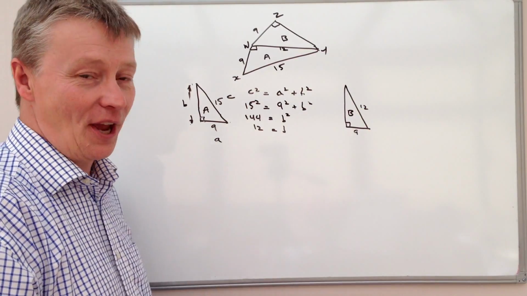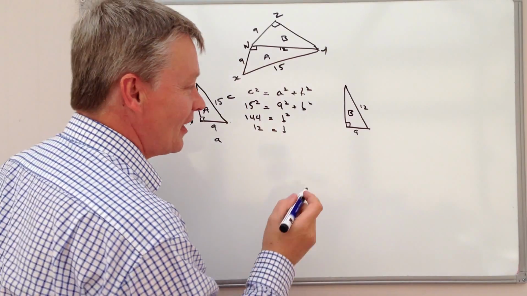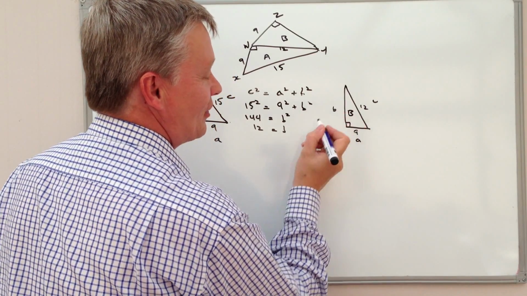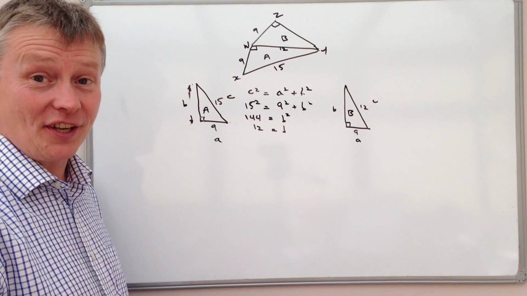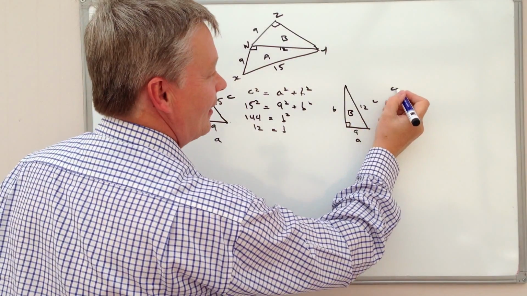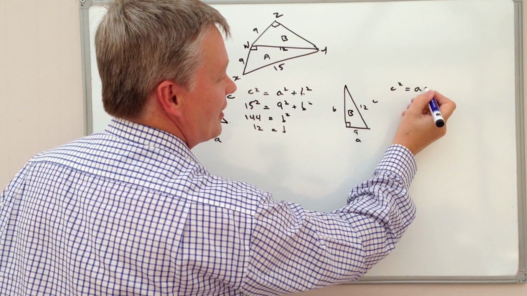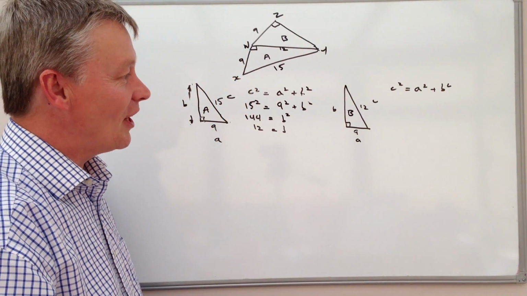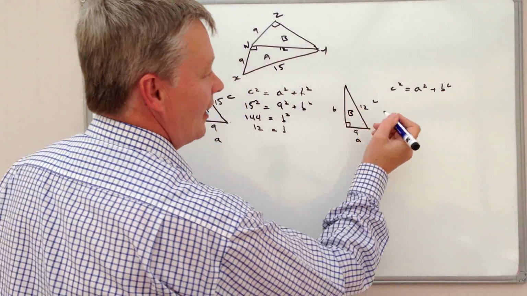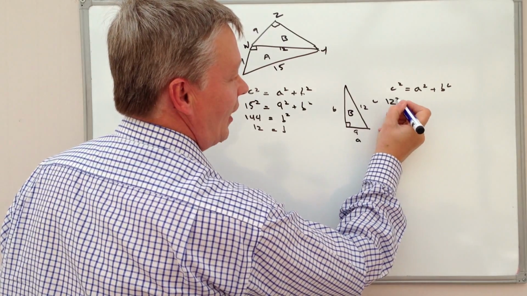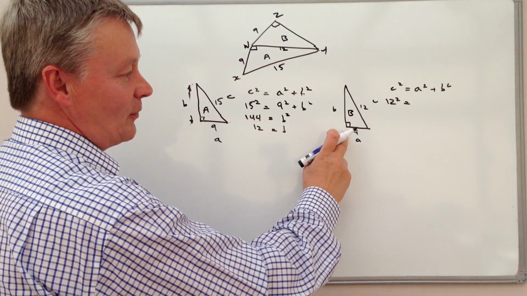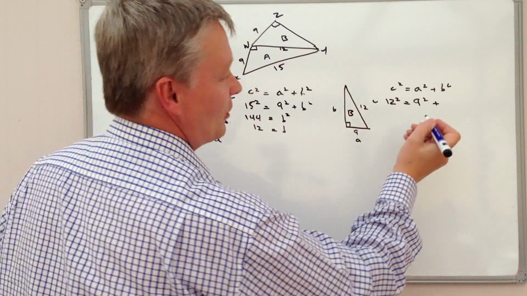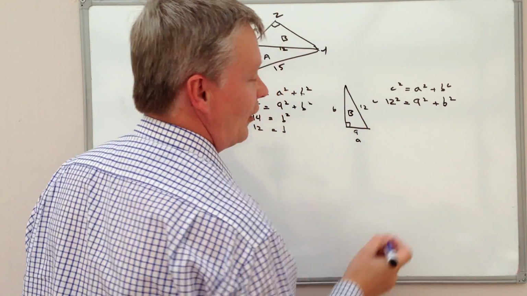But I'm not going to use ZY, I'm going to call it A, B and C. So C and A and B. And again, I'm going to say that C squared equals A squared plus B squared. I hope you can see that okay. So C squared is 12 squared equals A squared, which is 9 squared, plus B squared, which is the bit I'm trying to find out.